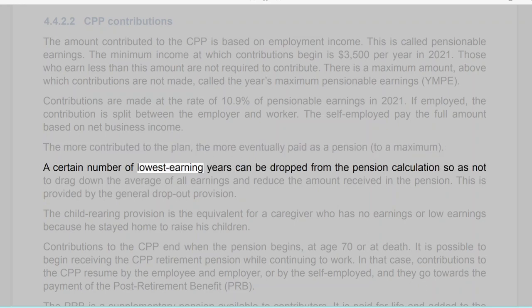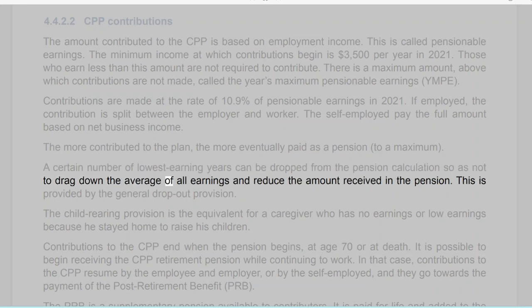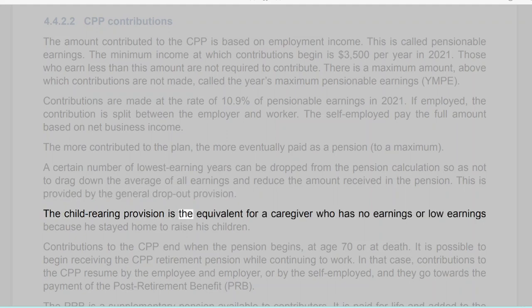A certain number of lowest earning years can be dropped from the pension calculation so as not to drag down the average of all earnings and reduce the amount received in the pension. This is provided by the general dropout provision. The child rearing provision is the equivalent for a caregiver who has no earnings or low earnings because he stayed home to raise his children.